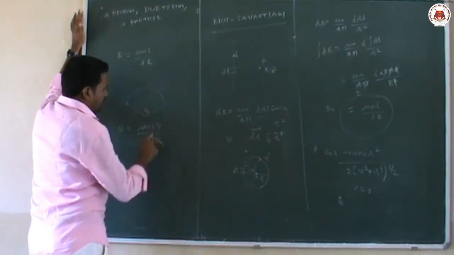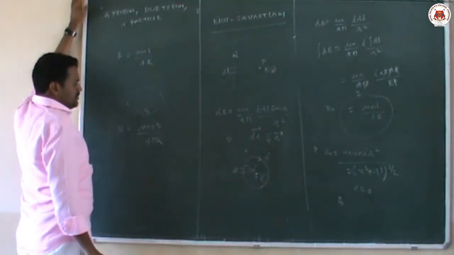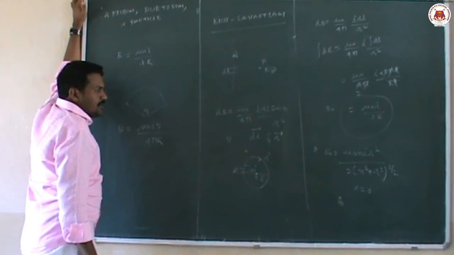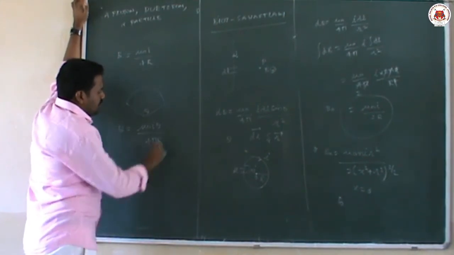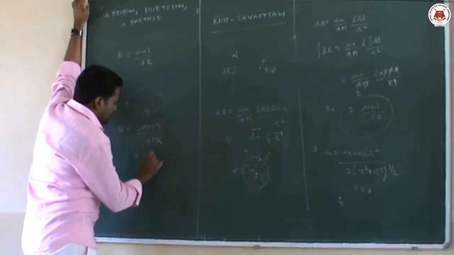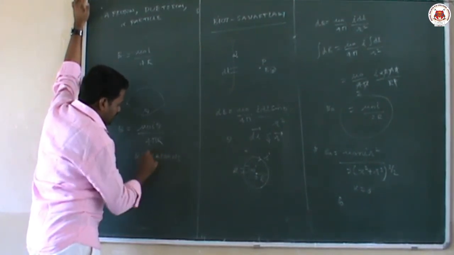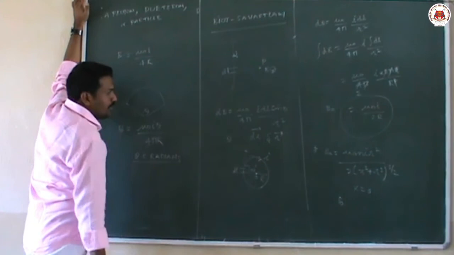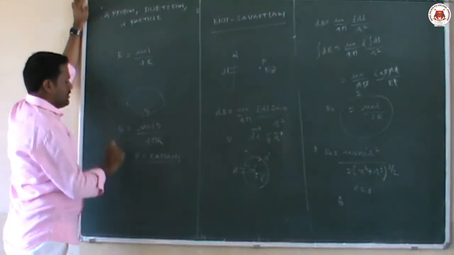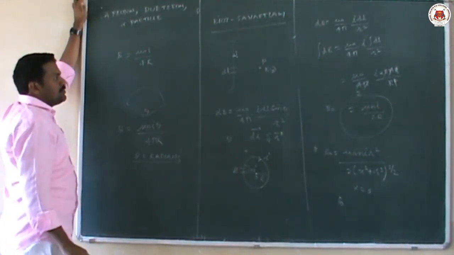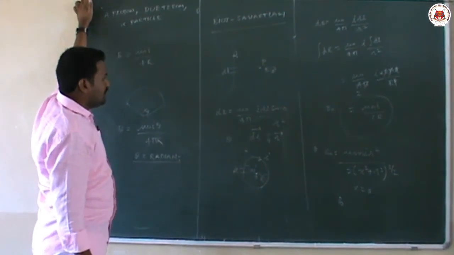For a circle, theta will be 2 pi. For a semicircle, theta will be pi. For any arc, theta should be taken in radians. This is about Biot-Savart law, by which we can get all these formulas.